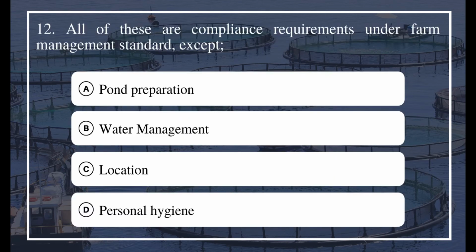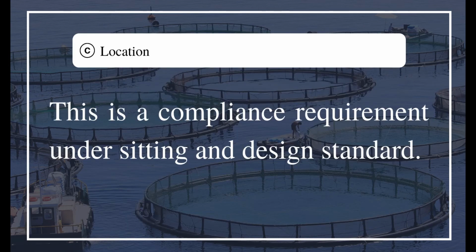12. All of these are compliance requirements under Farm Management Standard, except A. Pond preparation. B. Water management. C. Location. D. Personal hygiene. The answer is C. Location. This is a compliance requirement under Siting and Design Standard.